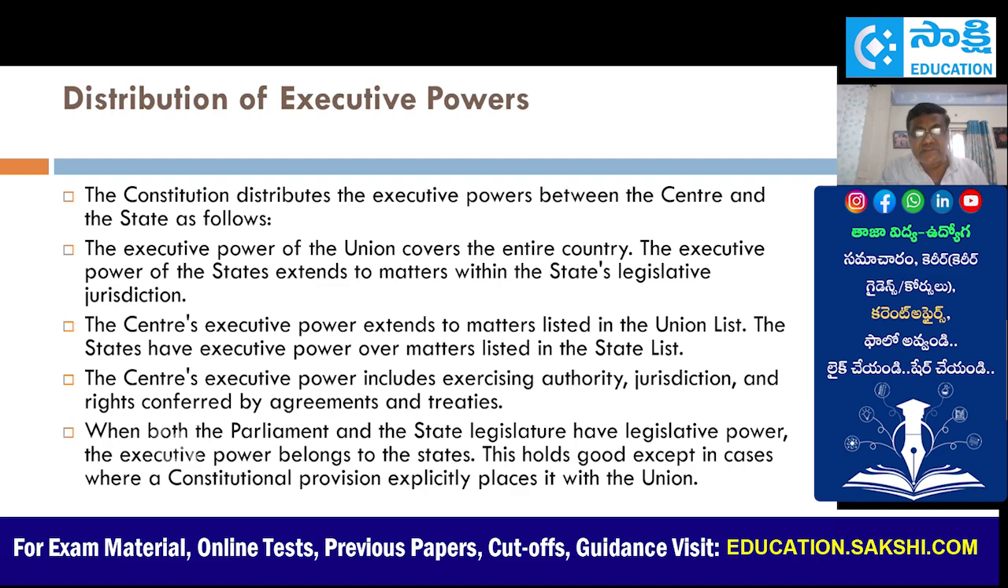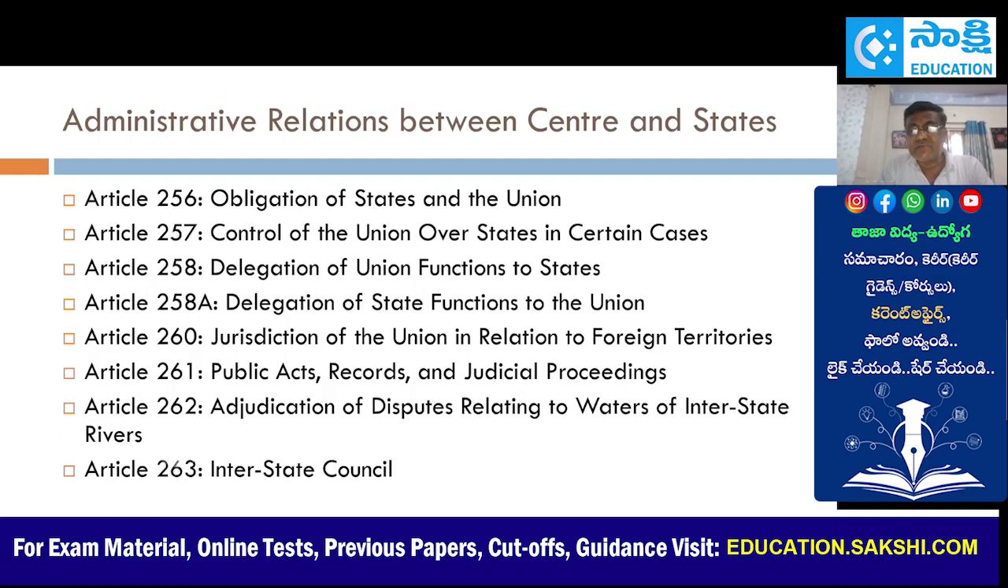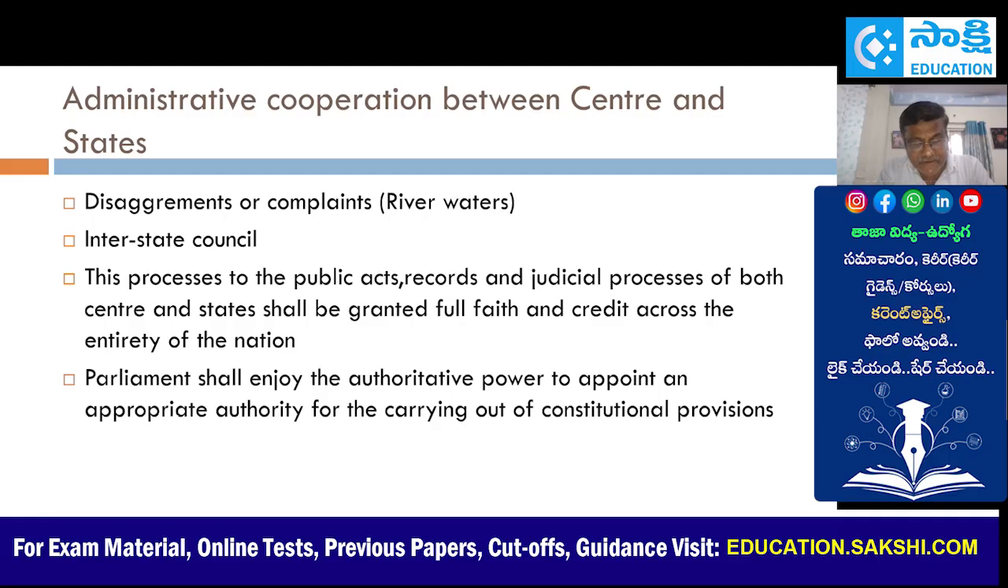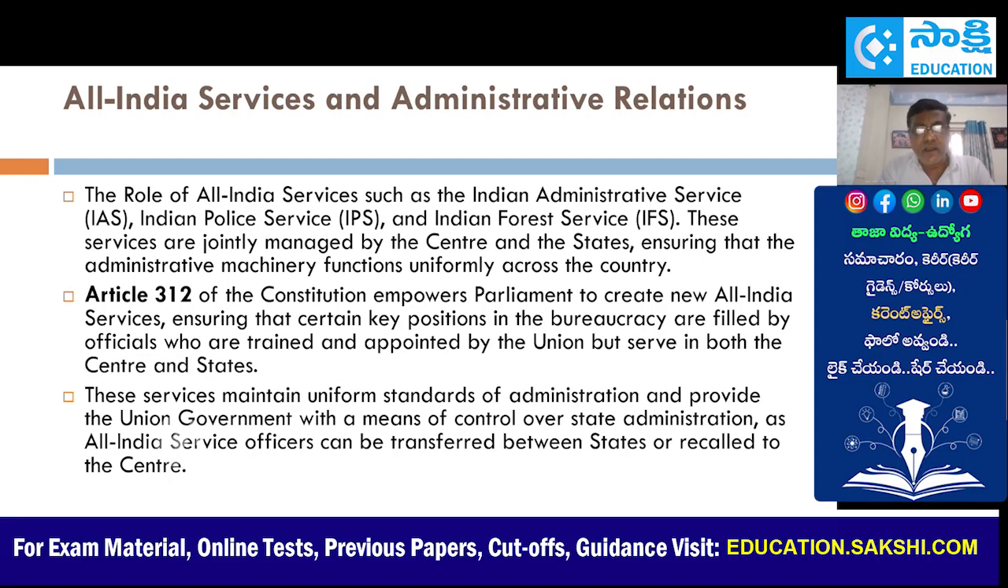The next one, All India Services and administrative relations. You know some of the All India Services: the Indian Administrative Service, IAS, the Indian Police Service, IPS, and the Indian Forest Service. An important aspect of administrative relations between the Union government and the state government is the role of All India Services. These services are jointly managed by the central government and the state government, ensuring that the administrative machinery functions uniformly across the country. For example, you find the Cabinet Secretary for Home, Defense, and Finance at the Union government level.